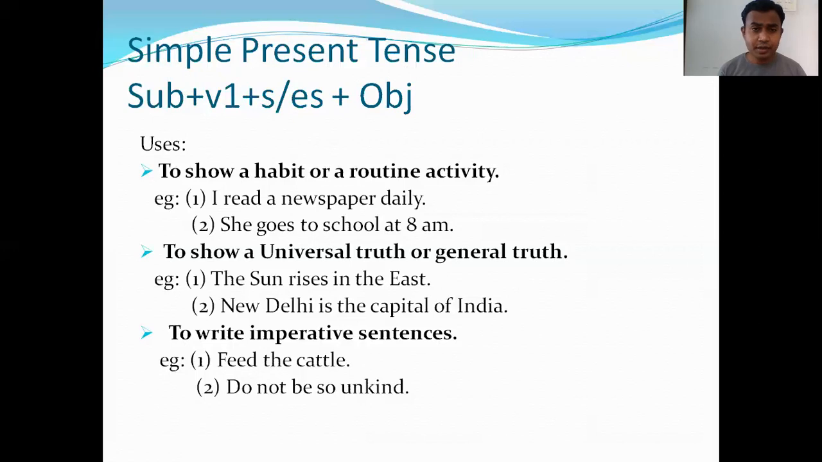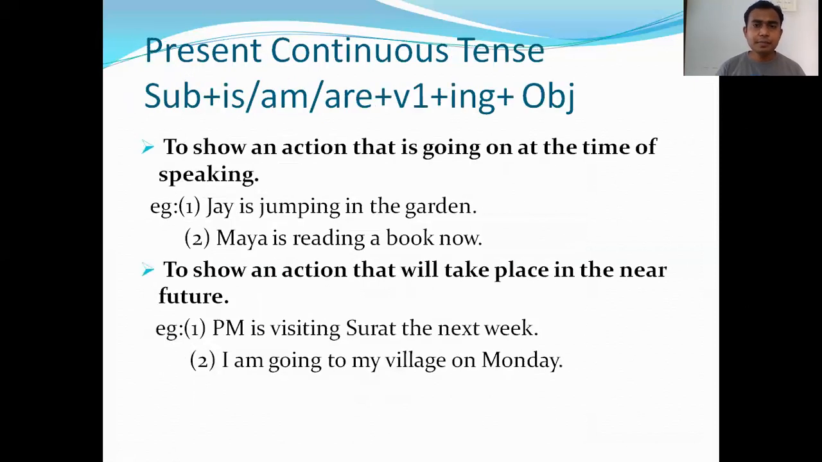That is a routine activity. And also, simple present tense is used to show a universal truth or a general truth. Now, the sun rises in the east. This is a universal truth. New Delhi is the capital of India. This is a general truth. And also, we use simple present tense to write imperative sentences. That is, feed the cattle. Do not be so unkind.